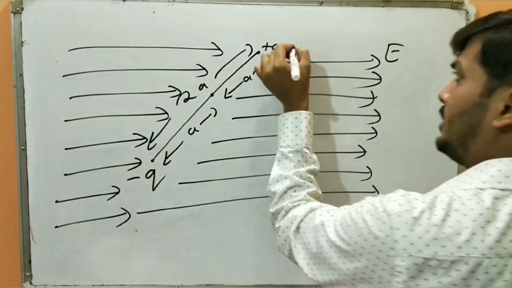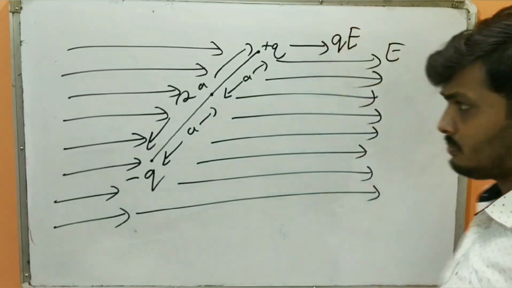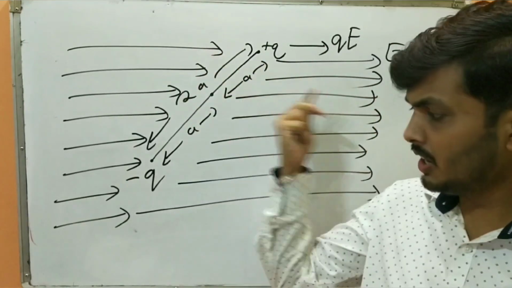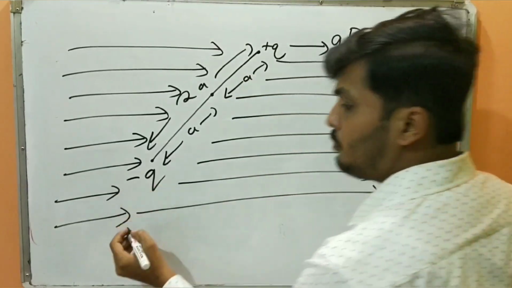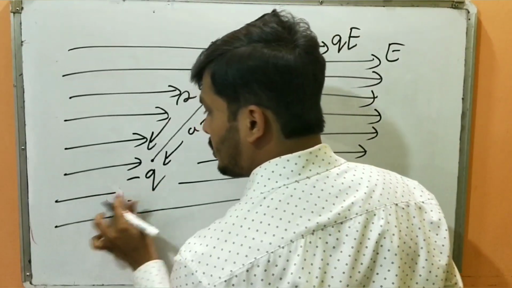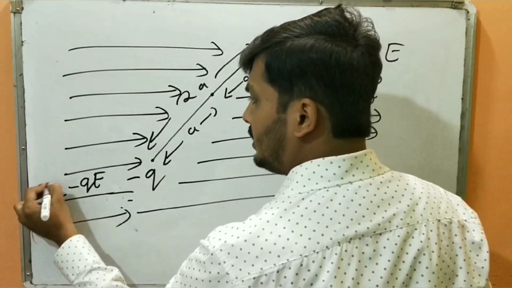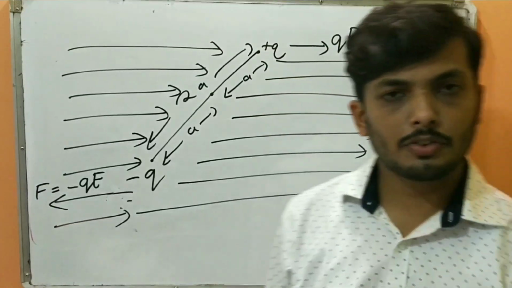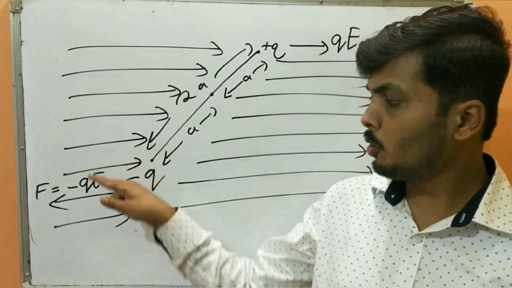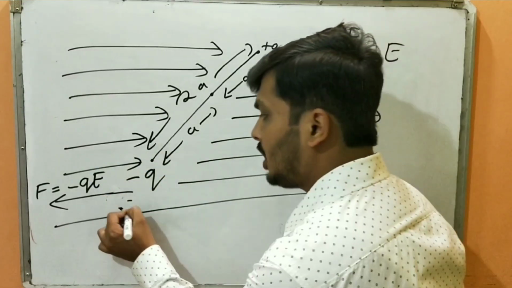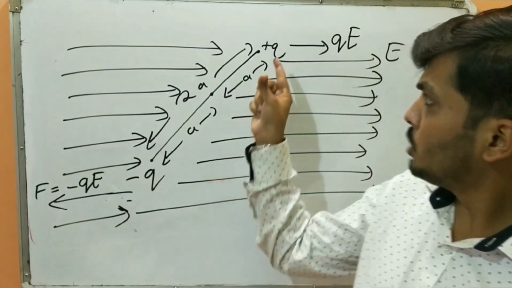Now students, this charge will experience a force of plus QE along the direction of the electric field, okay, because it is positive, and this charge will experience a force of minus QE in this direction. Understand the difference, students? This is a negative charge, so the force will always be opposite to the direction of the electric field. So students, are you understanding?